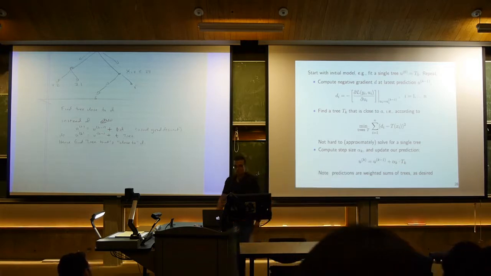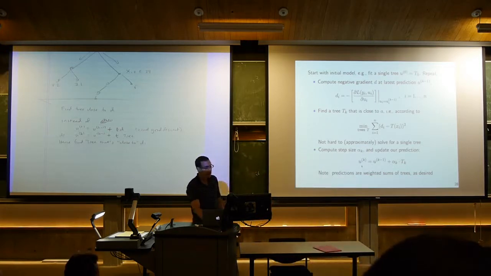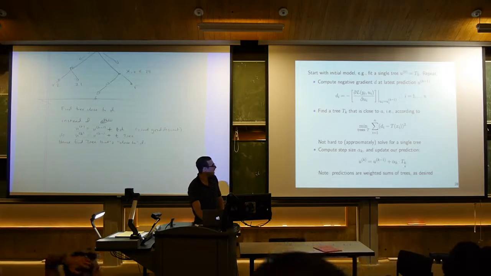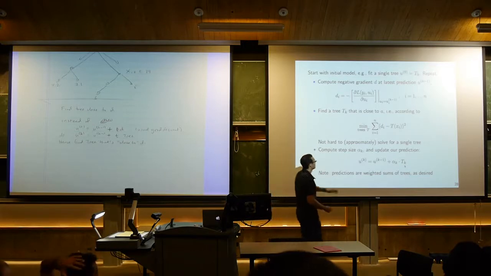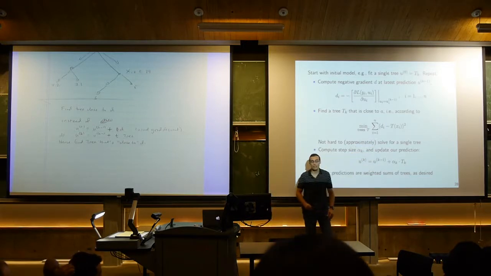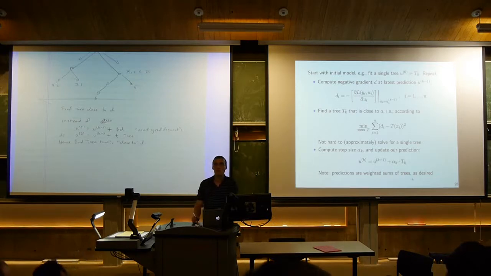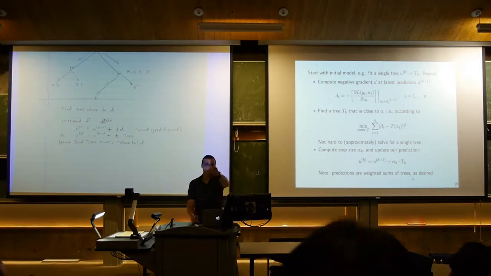And then these are my updates. I take u_k to be u_{k-1} plus a step size, here I've called it alpha_k, times that tree, the tree that is close to the negative gradient. And exactly as we asked for, our predictions are weighted sums of trees. That's gradient boosting.